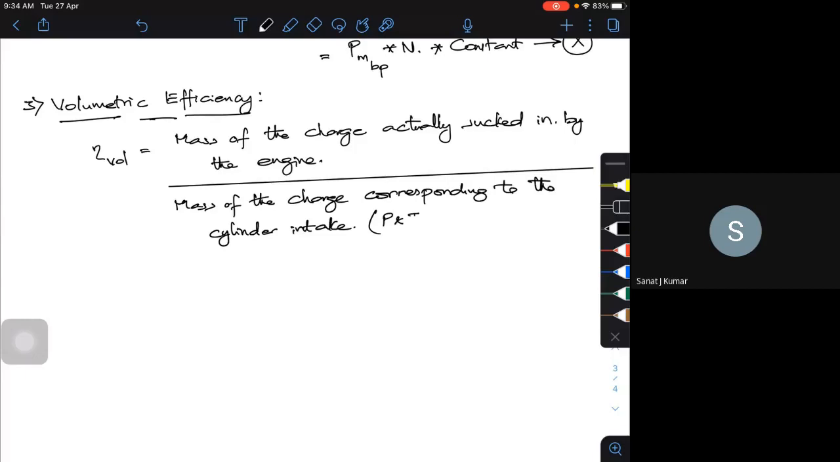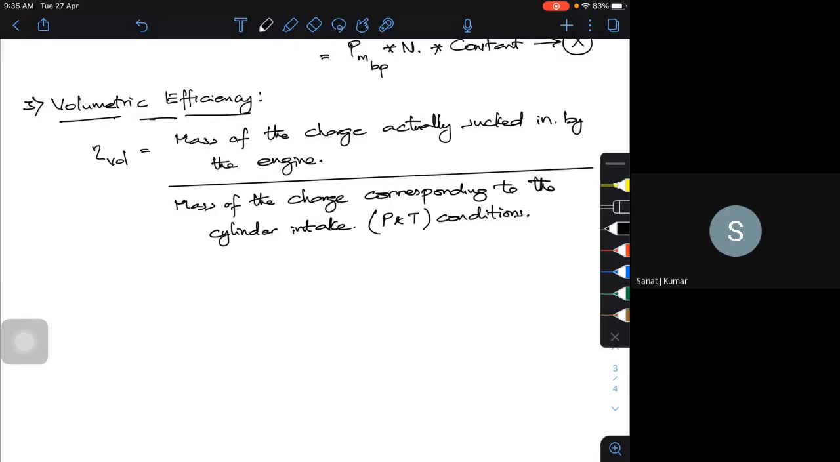It would have sucked in more air, or a greater amount of air-fuel mixture, compared to what it is actually trying to suck in. Usually this volumetric efficiency will be around 90, 95, 96 or 97% for a new engine. Over a period of time, this volumetric efficiency will slowly go down to around 90, and it can even go down to 88%. So it reflects the capacity of the engine to handle the fuel-air mixture relative to its original capacity.